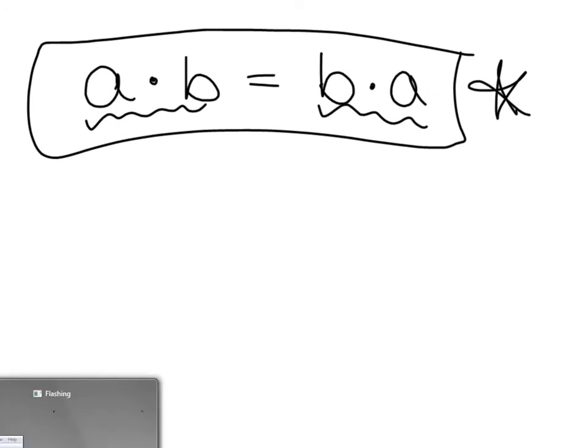So that was how we factor with the coefficient being 1. And in our next video, we'll learn when it's not 1.